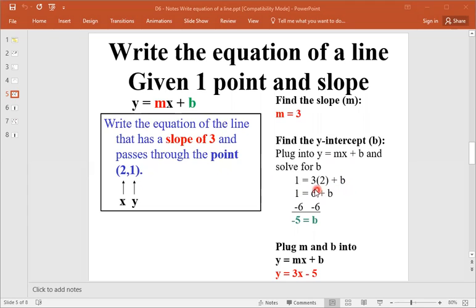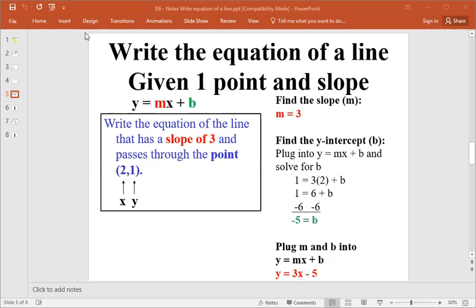Okay, so the first step we're going to do is multiply 3 times 2 and get 6, and then subtract 6 from both sides, and we find that b is -5. Now remember, that is our y-intercept. So I'm going to go back to y equals mx plus b, and I am now going to plug in the slope m and the y-intercept b, and that gives us y equals 3x minus 5.